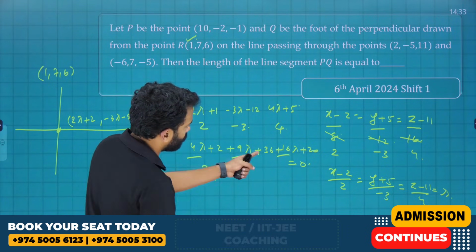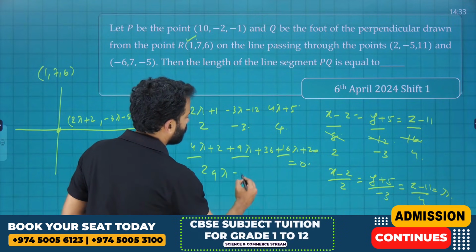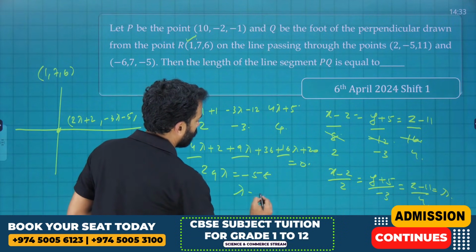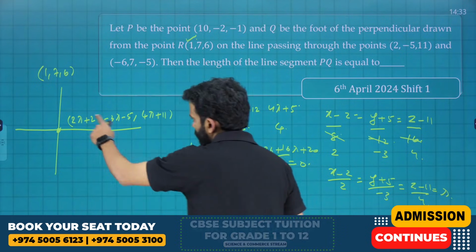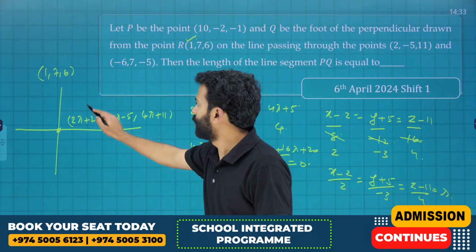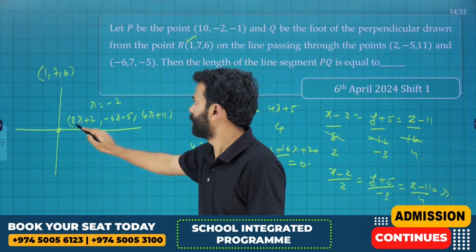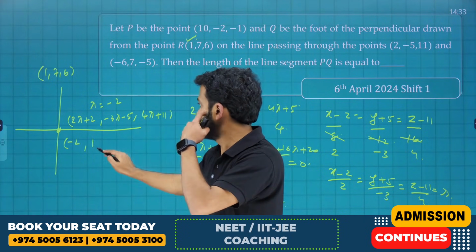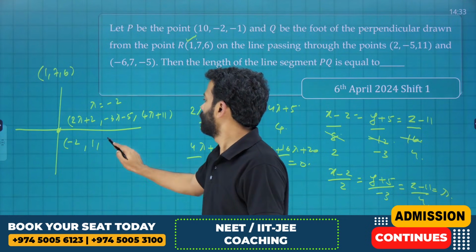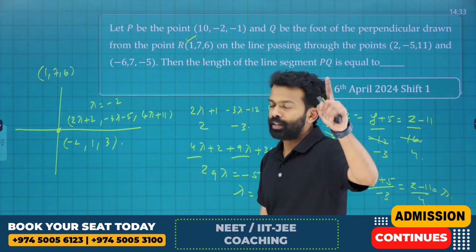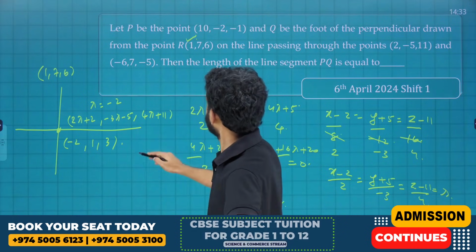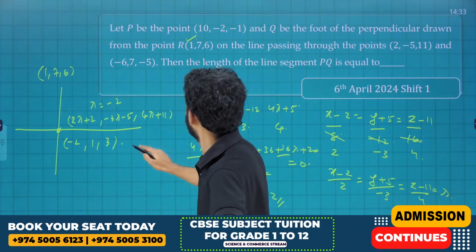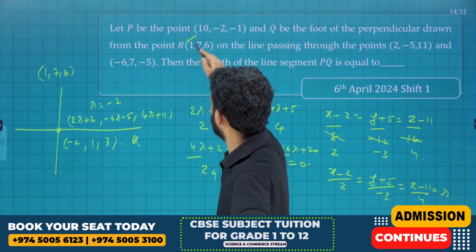29 lambda is equal to minus 58. Lambda is equal to what? Minus 2. Substitute minus 2 here: 2 lambda plus 2 is minus 4 plus 2, that is minus 2. Minus 3 lambda minus 5 is 6 minus 5, that is 1. 4 lambda plus 11 is minus 8 plus 11, that is 3. So this is our point Q, and P is already given.